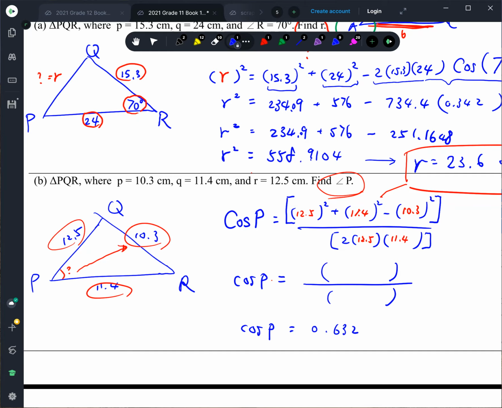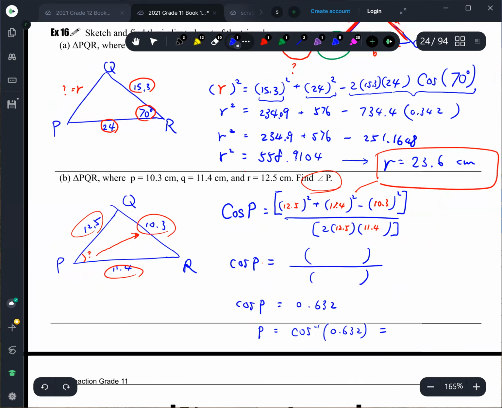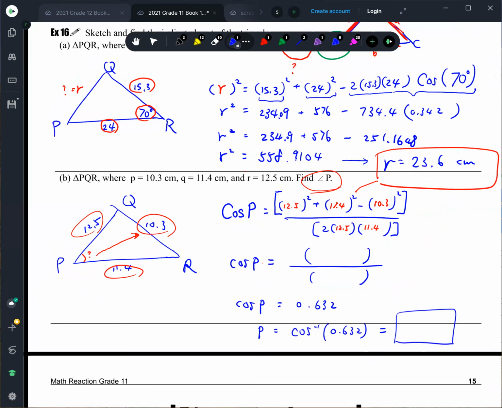And then the final step. This is not done, okay? Because this is not the angle, this is the ratio, right? 0.632. To find the angle, you need to do inverse cosine. So you press either second or shift. So for the final answer, please round it to the tenth. Raise your hand once you found the angle.